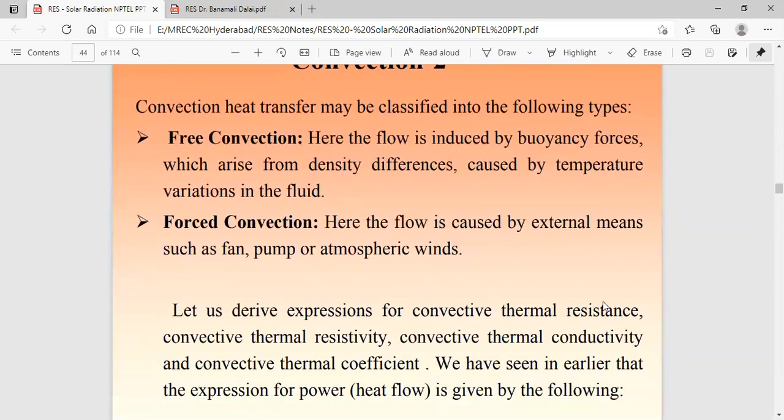Convection heat transfer may be classified into the following types. The free convection, where the flow is induced by buoyancy forces which arise from density differences caused by temperature variations in the fluid. Next, forced convection. Here the flow is caused by external means such as a fan, pump, or atmospheric winds.